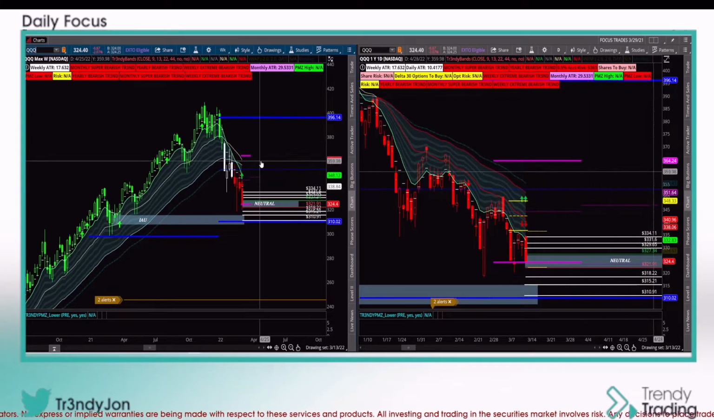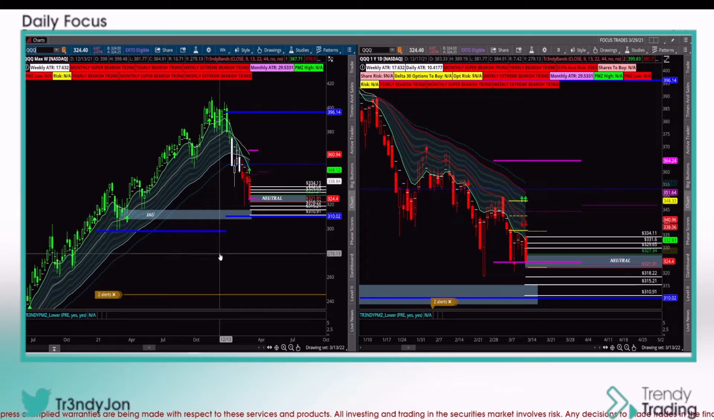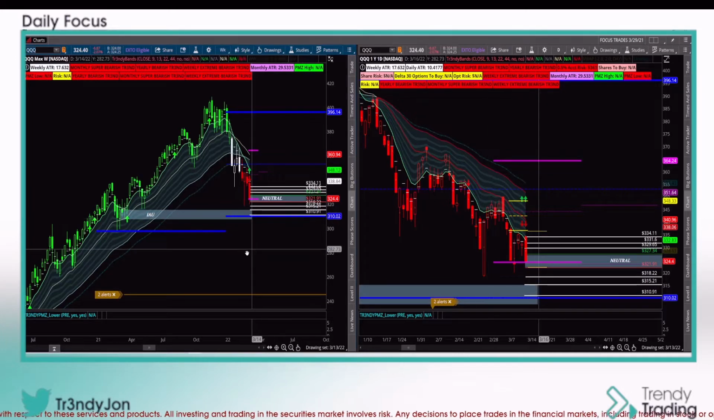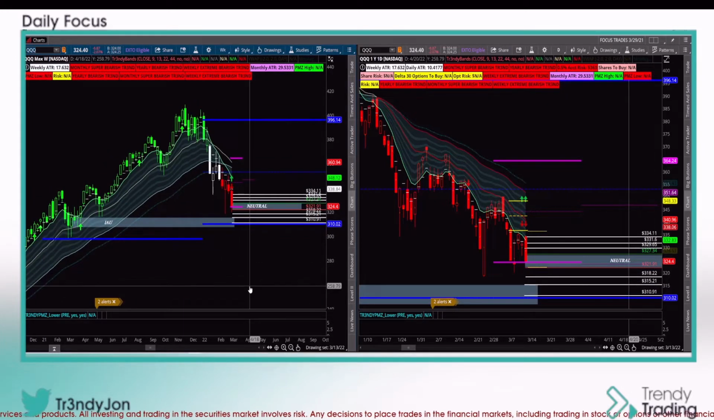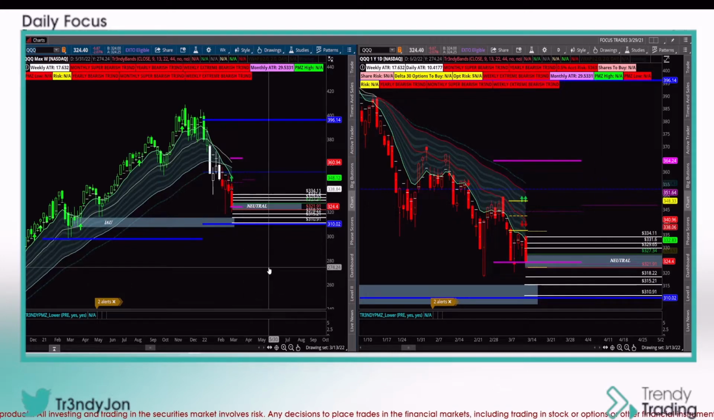All right. So like I said, I went off subject a little bit. I apologize for that. But on the Qs, same thing as the SPY. I think we're getting down here into an area where we could be seeing a bounce. It's just a question of whether or not the bounce is going to last very long. Okay.